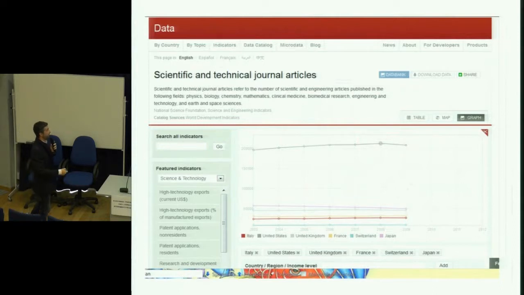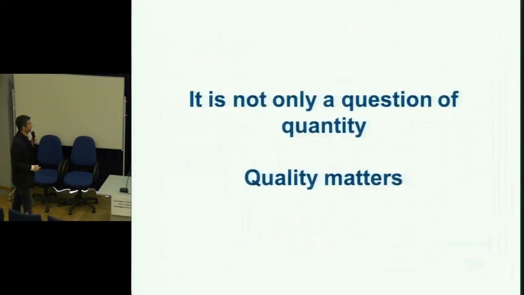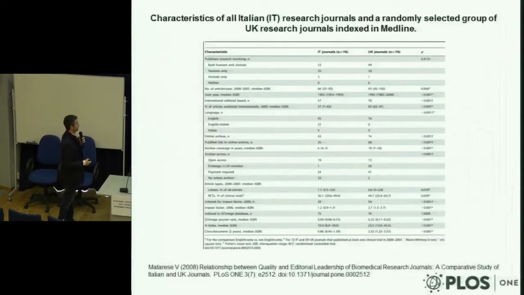And all these papers get published somewhere in journals. So we will try to see which are the journals that pick up most of these contributions. The problem is that the quantity doesn't reflect the quality of the papers, and this is the problem that we will see we have in Italy. And quality actually matters. So this is a paper by Varese published in 2008.